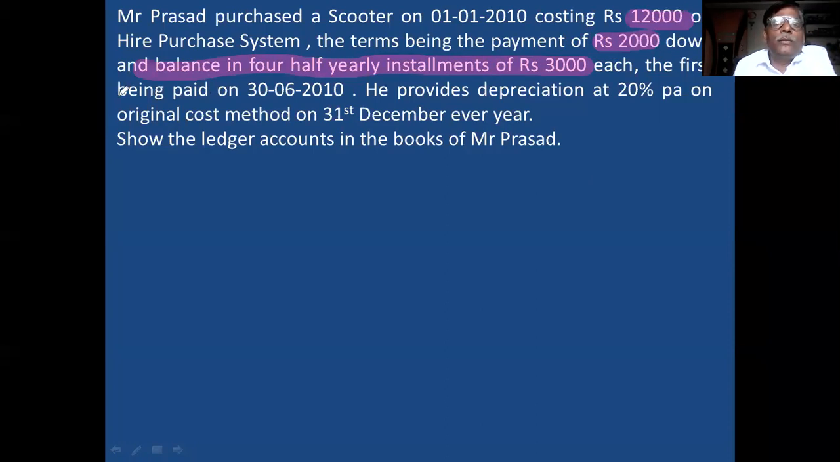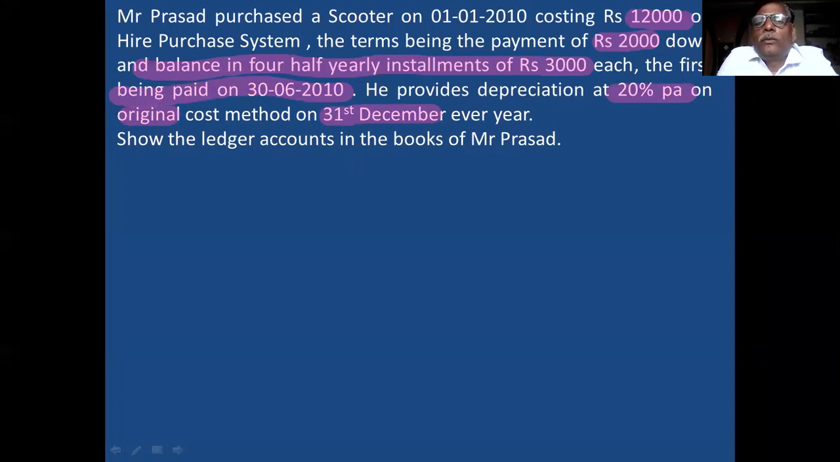The first installment is being paid on 30th June 2010. The rate of depreciation is 20% on original cost. You have to calculate depreciation on the original cost. And they ask to close the accounts on 31st December every year. This is the problem.